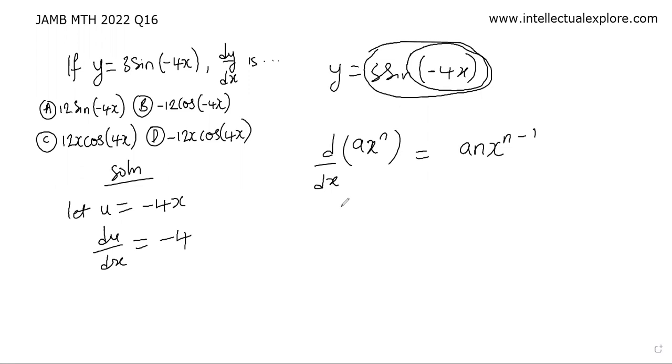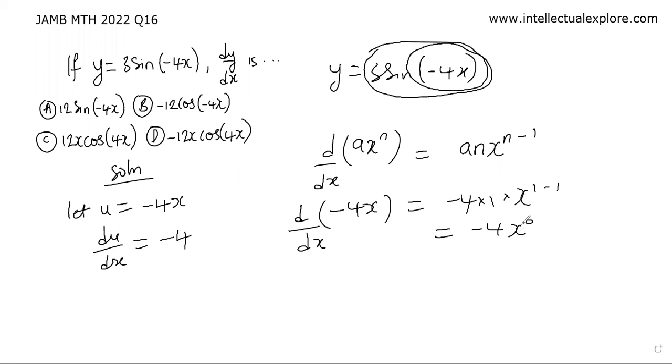Take for instance, here we have minus 4x. If you have to differentiate this, our a is minus 4, our n is 1. That's minus 4 times 1 times x raised to the power of n minus 1, which is 1 minus 1. So that will be minus 4 times x raised to the power of 0. x to the power 0 is 1. That's minus 4. So that's how we get that.